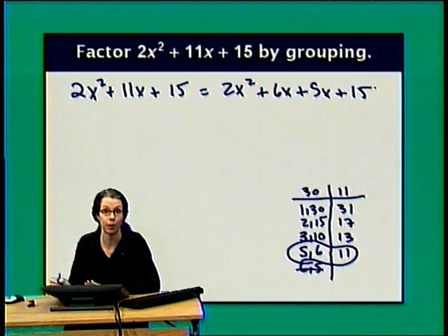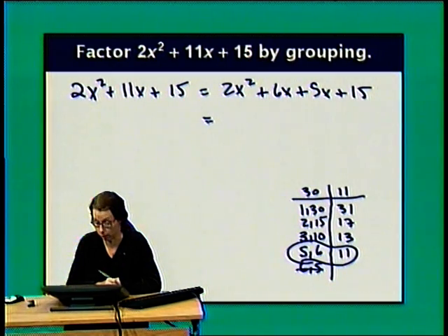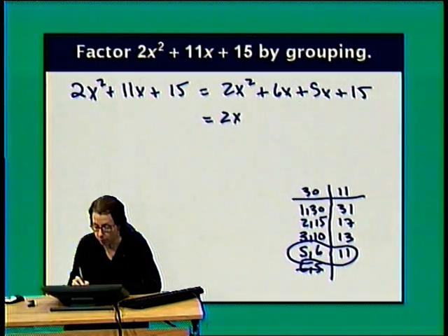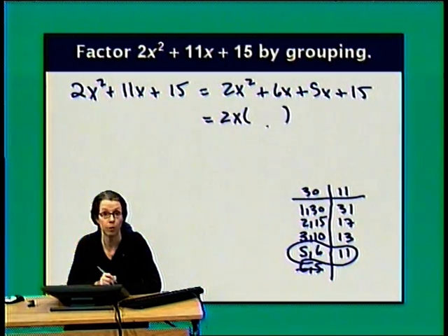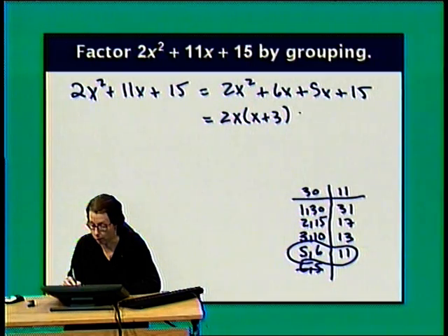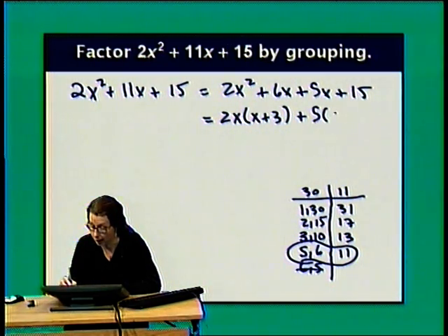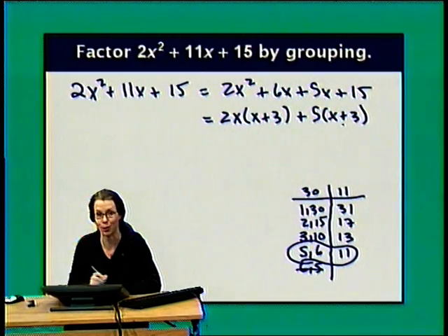Again, I could have written 2x squared plus 5x plus 6x plus 15. Either way will work. And now I'll factor by grouping. I can factor out the common factor of 2x from the first two terms, and that leaves behind an x plus 3. I can factor out the common factor of 5 from the last two terms, and that leaves behind a common factor of x plus 3.